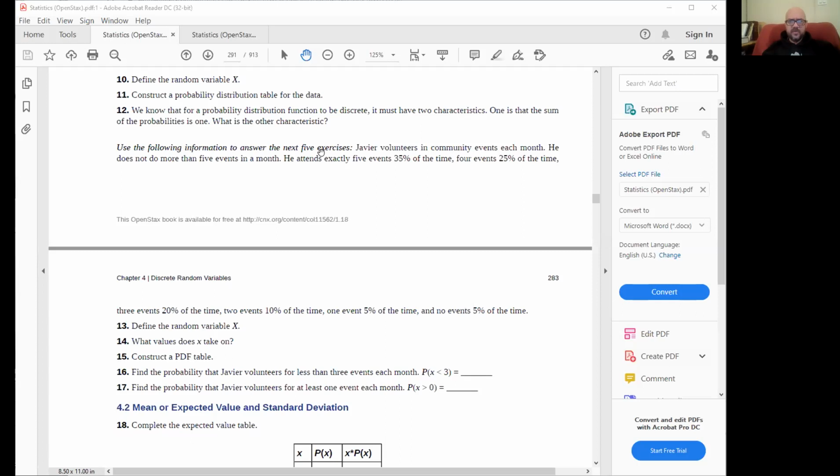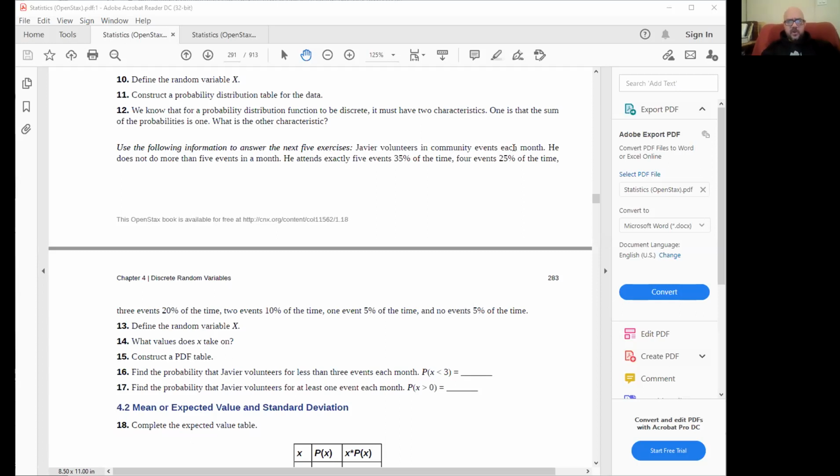The first group of problems on the assignment is 13 through 17. Let's go look at those. Where'd my window go? 13 through 17, so those are these right here. Use the following information to answer the next 5 exercises.